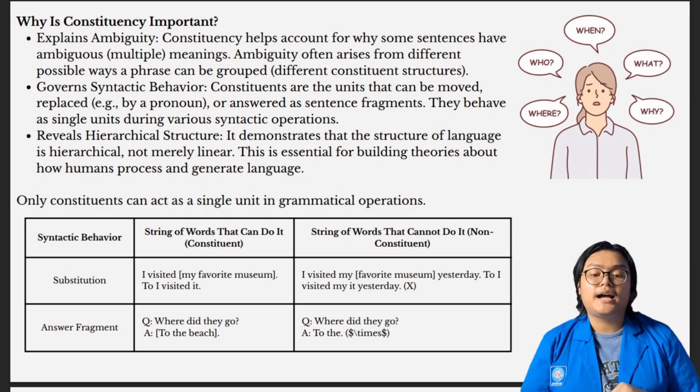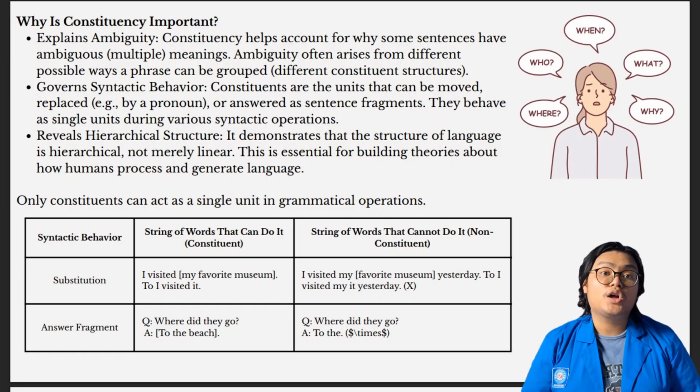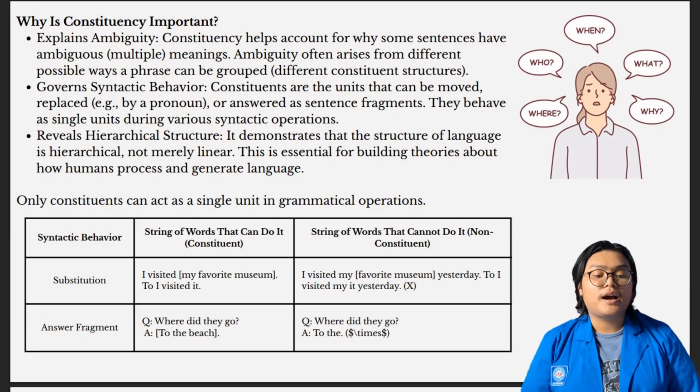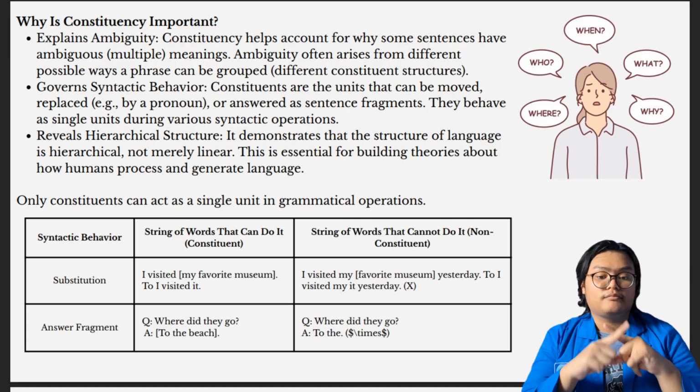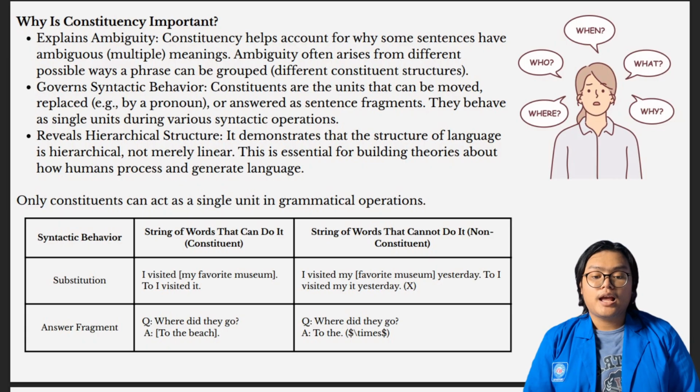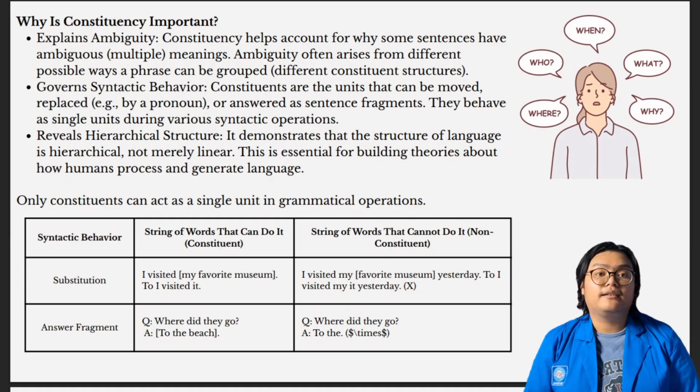In the example, I visited my favorite museum to I visited it, so it can. A string of words that cannot be replaced is not a constituent: from I visited my favorite museum yesterday to I visited my it yesterday, this sounds ungrammatical, so it cannot. Now the answer fragment: where did they go? To the beach. This can, because the answer is clear. Where did they go? To the where? This is an incomplete answer, ungrammatical, so it cannot.